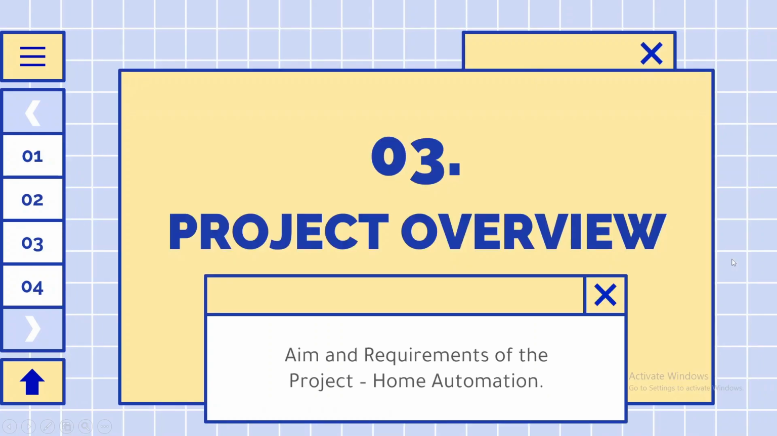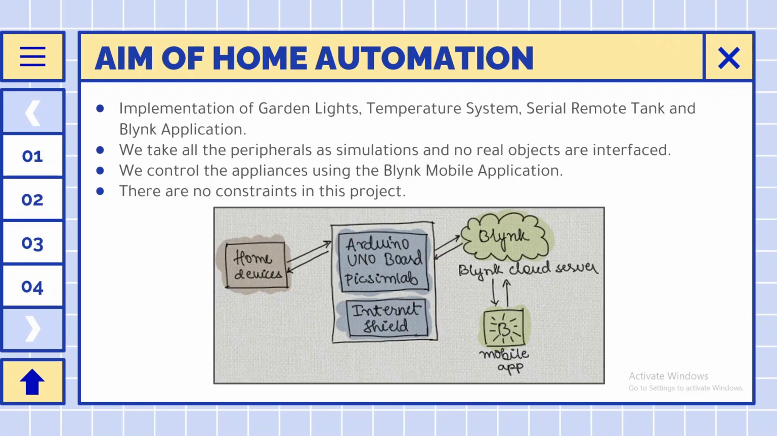Moving on, we have the third topic of this video, which is the project overview. Here we will see the aim and the requirements of the project. So the aim of home automation is basically to implement garden lights that will vary according to the sunlight given. We also implement the temperature system that will control the heat of the room. Obviously this is all simulated.